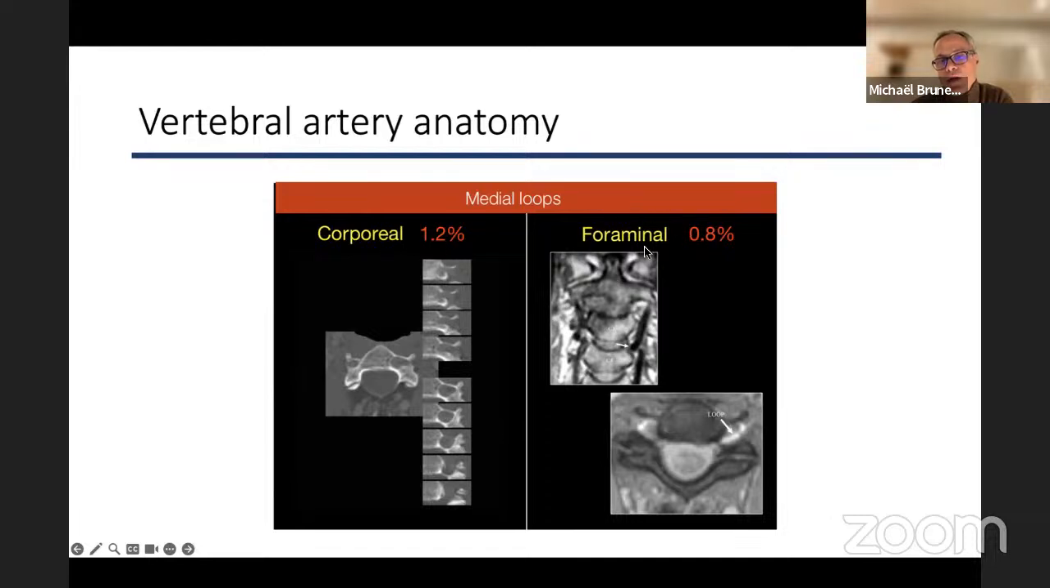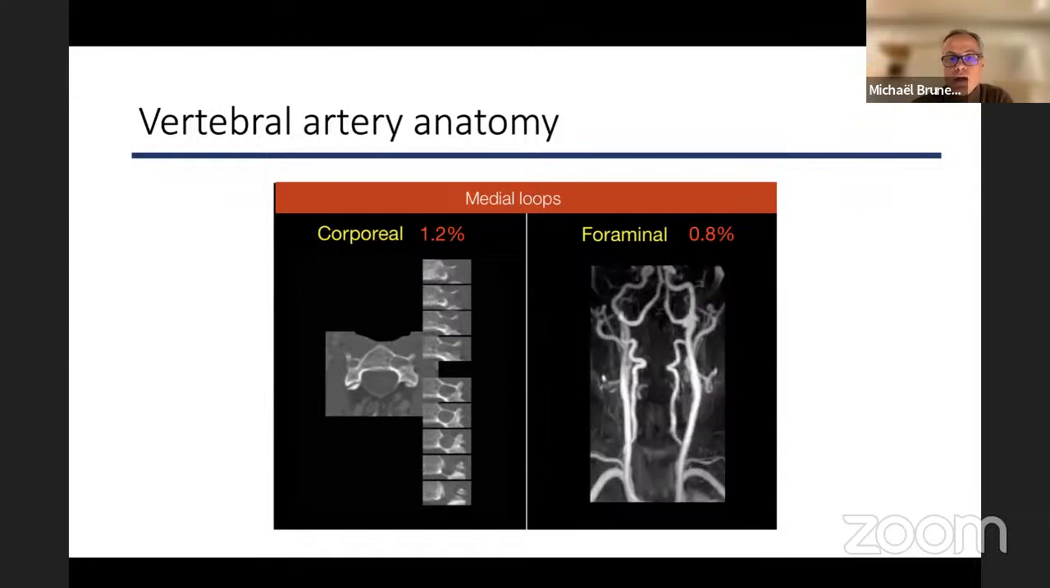You have also a medial loop into the foramen. That is clearly visible. And in this case, if you treat a disc herniation at this level, not being aware of this loop, you can expose the patient to a complication. It can be detected on basic exams and, of course, on angio-MR with reconstructions.